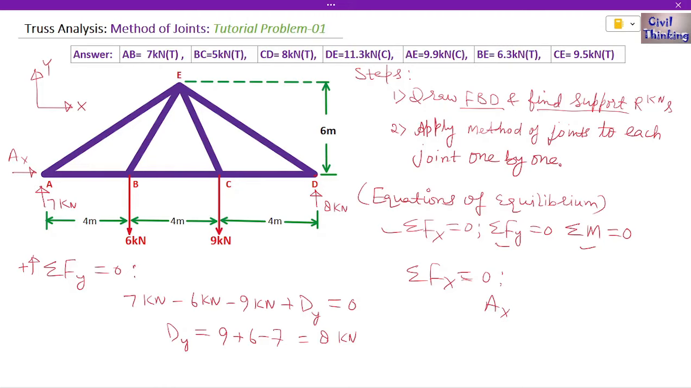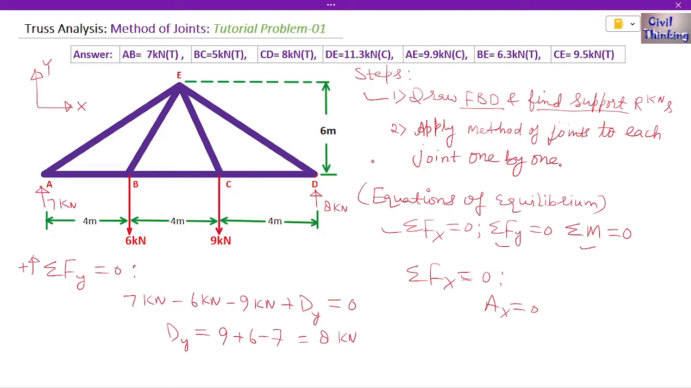Do we have another force in the horizontal? No, so we equate it to 0. So the support reaction Ax is 0. Since it is 0, we will not write it here, because it means it does not exist, so we'll simply erase it. So our first step is complete. We have drawn the free body diagram and we also found the support reactions.